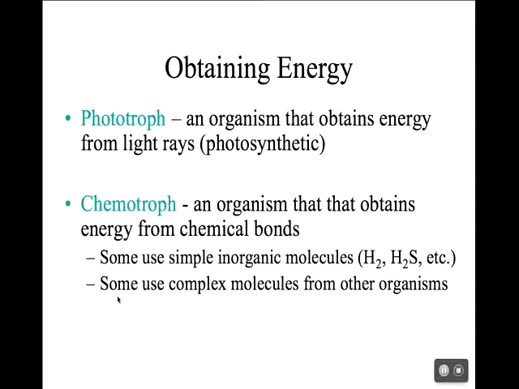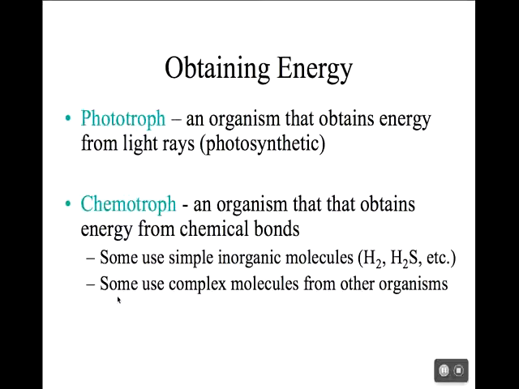You can also describe all organisms on the planet as being either a phototroph or a chemotroph. Those terms have to do with how that organism gets its energy. A phototroph is an organism that obtains its energy from light rays. So this is photosynthesis. It's using photons of light as its energy source. A chemotroph is an organism that obtains energy from chemical bonds. So they break down chemical bonds and take the energy that was stored in those bonds.